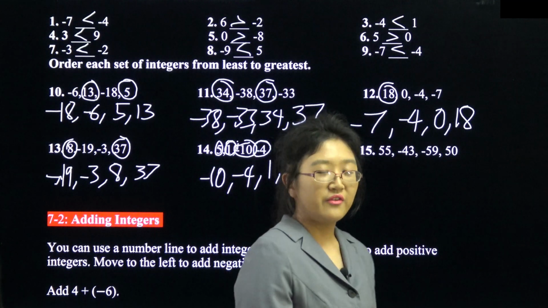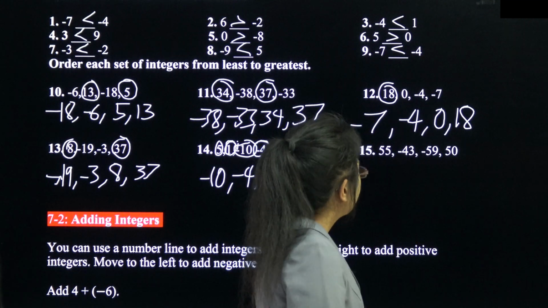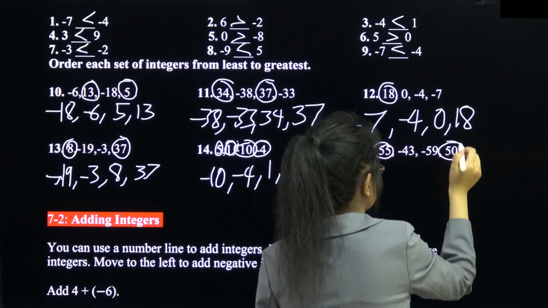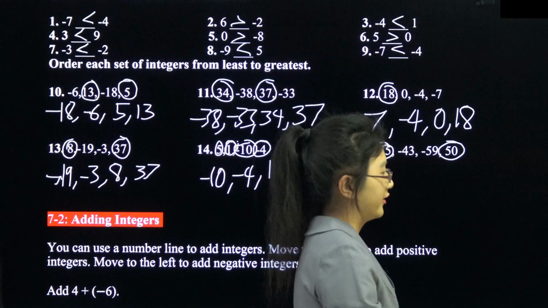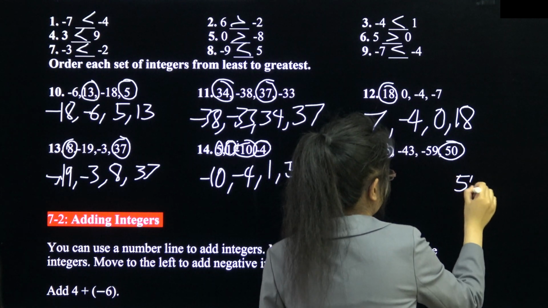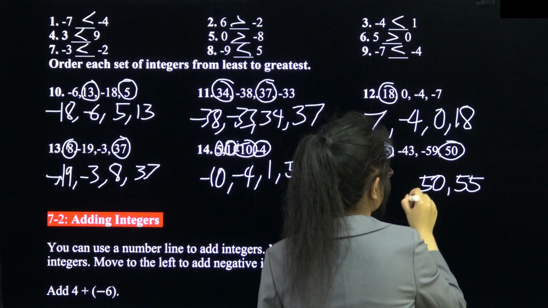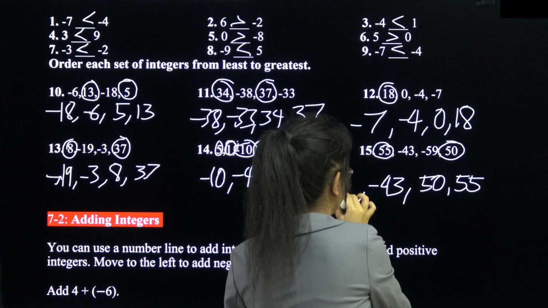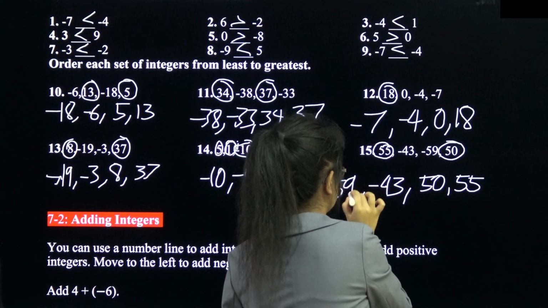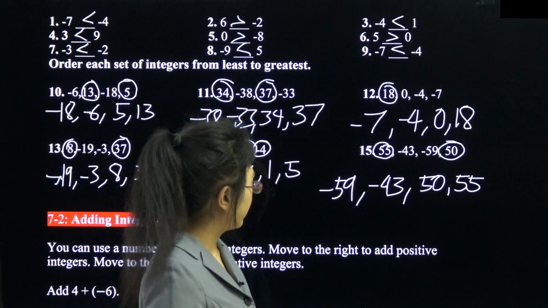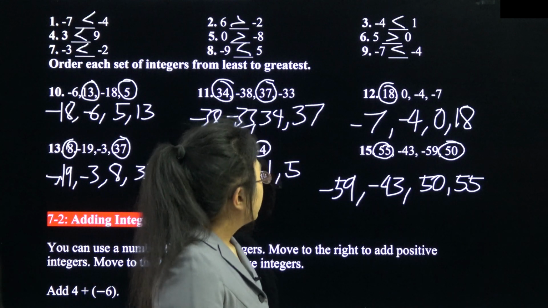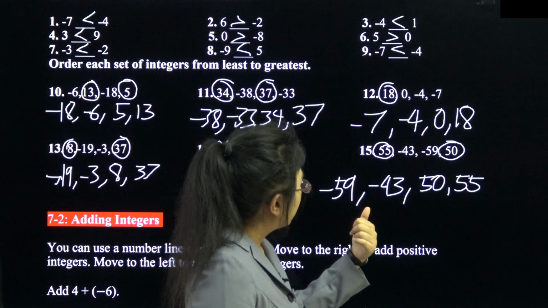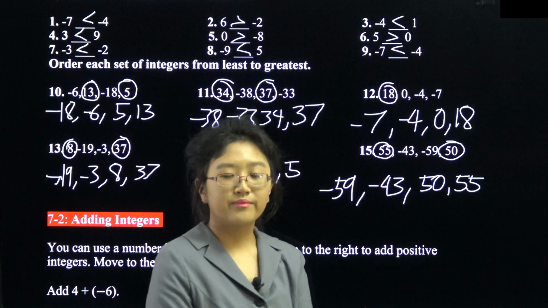Then there's 55, negative 43, negative 59, and 50. 55 and 50 are positive integers, so they're bigger than the negative integers. And 55 is bigger than 50. 59 is bigger than 43, but this is negative, so instead negative 59 is smaller than negative 43. Least to greatest, it would be negative 59, negative 43, 50, 55.